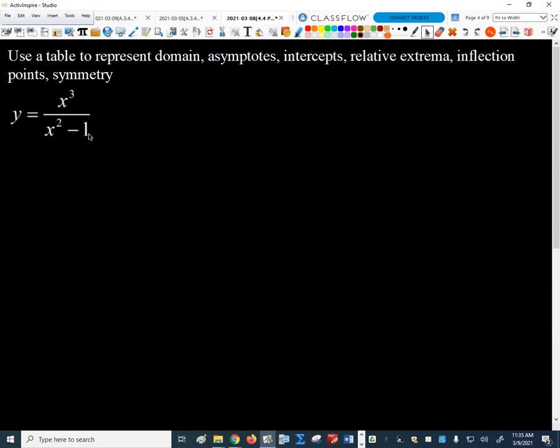Would you agree that the symmetry on this one is going to be odd? Top is odd, bottom is even, so overall it's going to be odd. So we know we're getting odd symmetry, or I can just do my test for symmetry. The domain is x cannot equal plus or minus 1. Those are vertical asymptotes, aren't they? Those are zeros of the bottom, but not the top. We get odd symmetry.